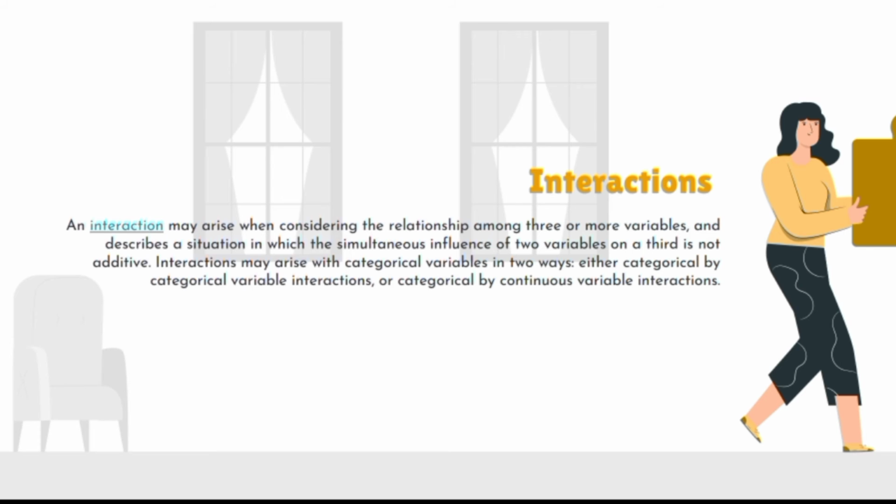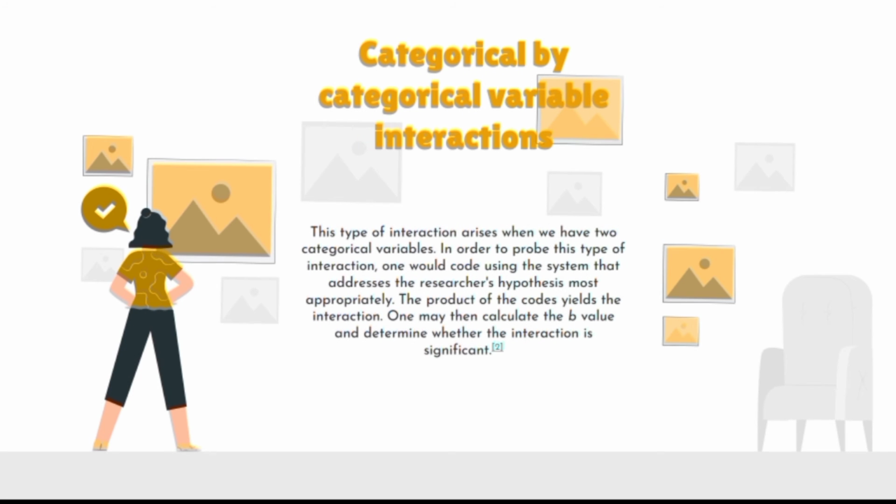Okay, the last is interactions. An interaction may arise when considering the relationship among three or more variables and describes a situation in which the simultaneous influence of two variables on a third is not additive. Interactions may arise with categorical variables in two ways, either categorical by categorical variable interactions or categorical by continuous variable interactions. Okay, let me explain about categorical by categorical variable interactions.